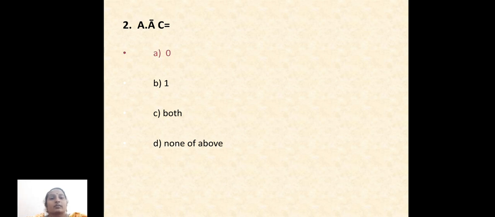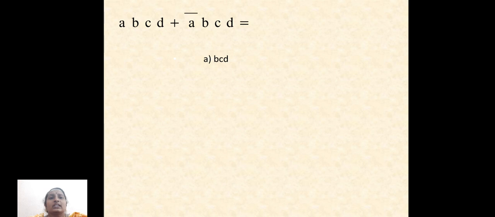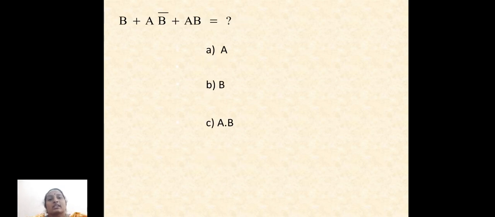Next, a into a bar c is equal to 0, since a into a bar is always 0. In this way, you do the mathematical expressions by applying all the laws. Associative law is there, distributive law is there, commutative law is there, and redundancy laws are there. A plus ab is equal to a, a plus a bar b is equal to a plus b, a into 0 is equal to 0, a plus 1 is equal to 1, a plus 0 is equal to a. By using all these laws, you try to solve the Boolean expressions. Examples are also there.